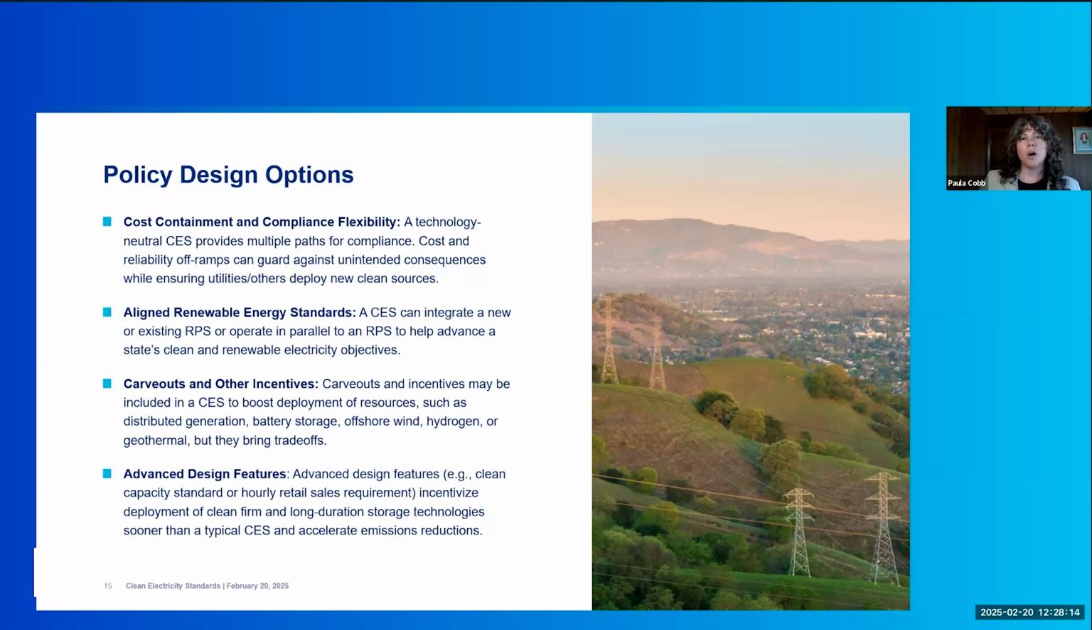What we've seen most of all are cost and reliability off-ramps. So when a significant affordability issue arises, or a significant reliability consideration or reliability risk arises, utilities basically have to make a case that these particular off-ramps are triggered, and then there are temporary reductions in either the target or the compliance date, for example.